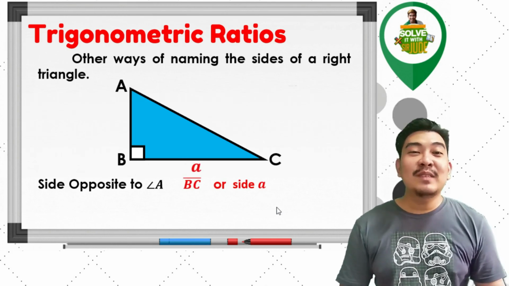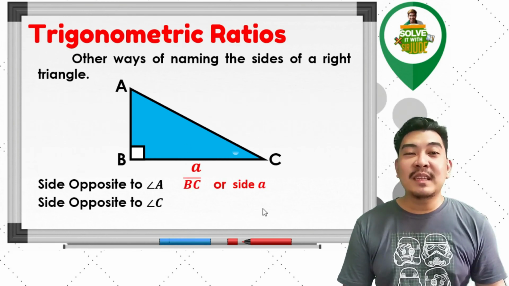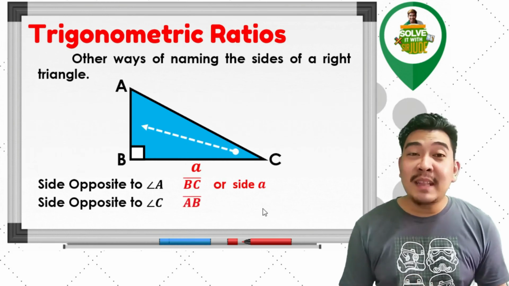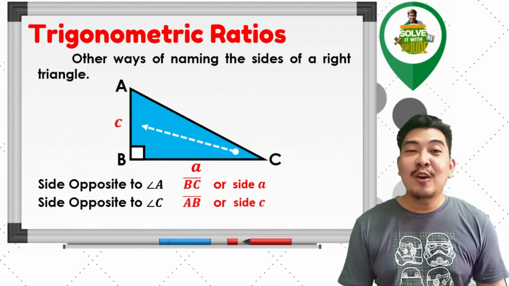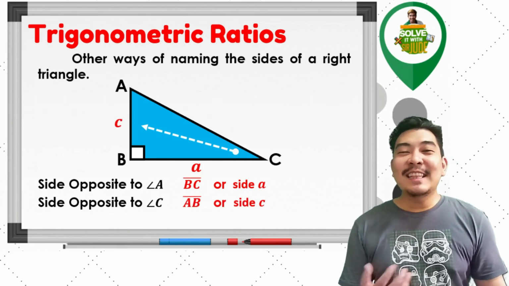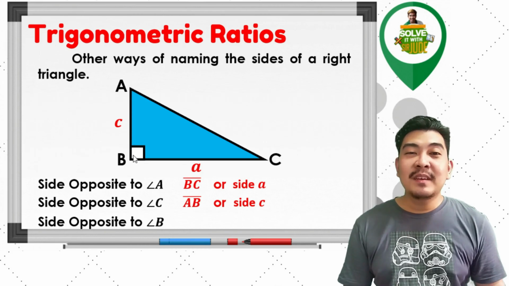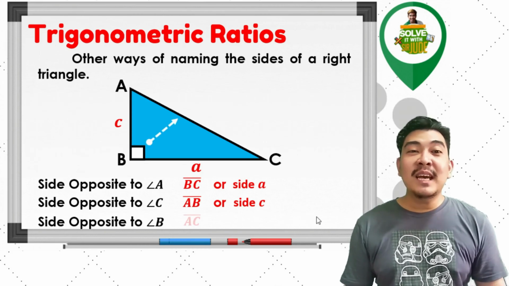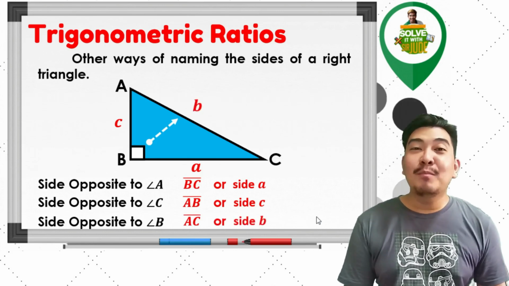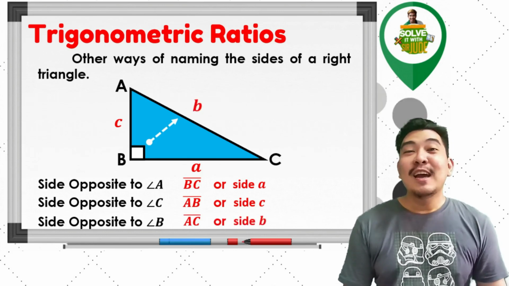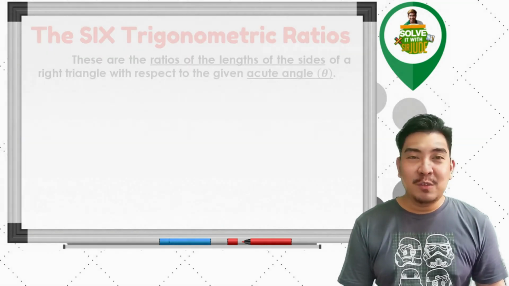Next, let us have the side opposite angle C. This is angle C, and the side opposite it is segment AB, but we can also denote it as side c. And then the last one is the side opposite angle B. This is angle B, and opposite it will be segment AC, or it can be denoted as side b. Okay, now let us proceed with the 6 trigonometric ratios.